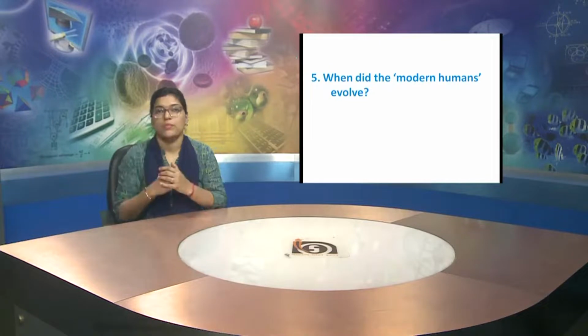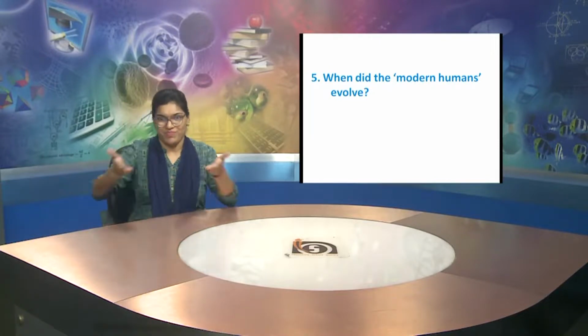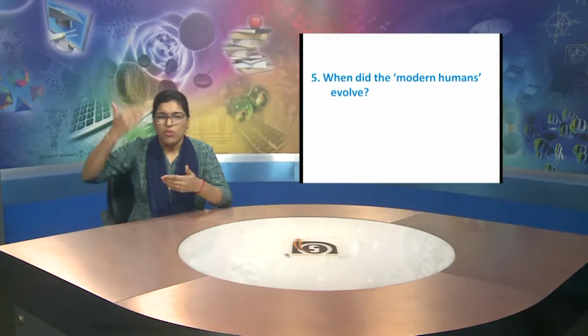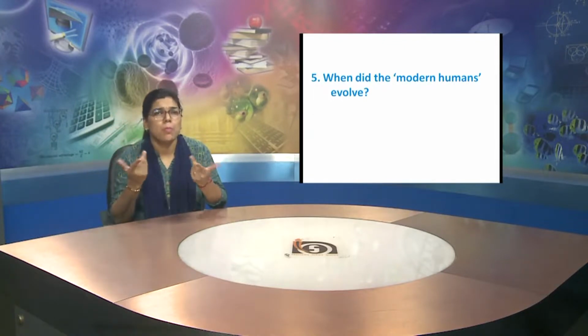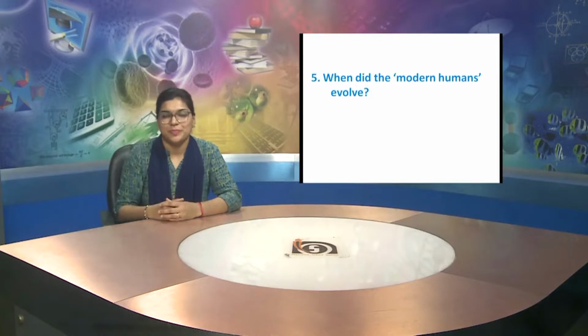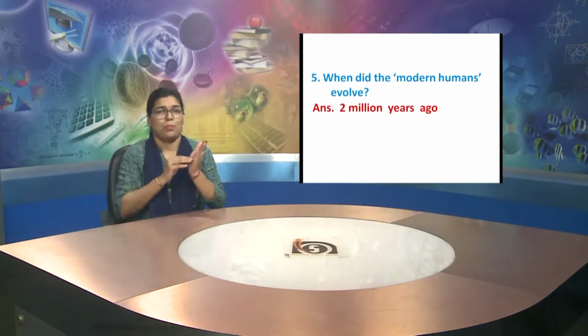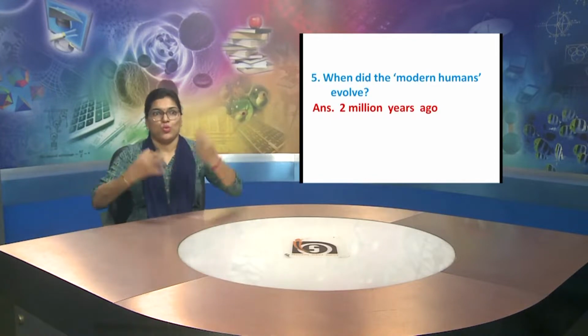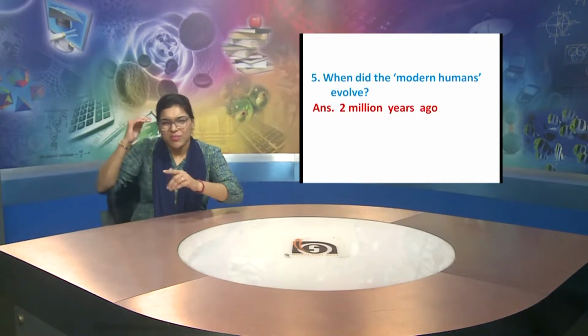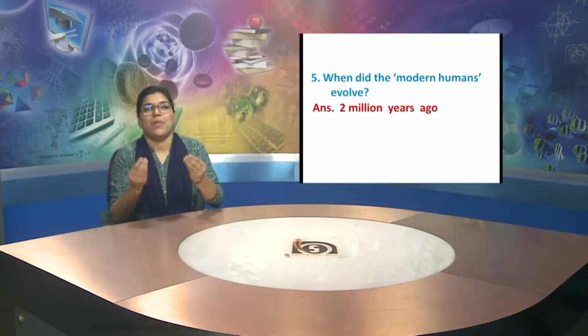Question 5. When did the modern humans evolve? See the answer. It was 2 million years ago that the modern humans started evolving.